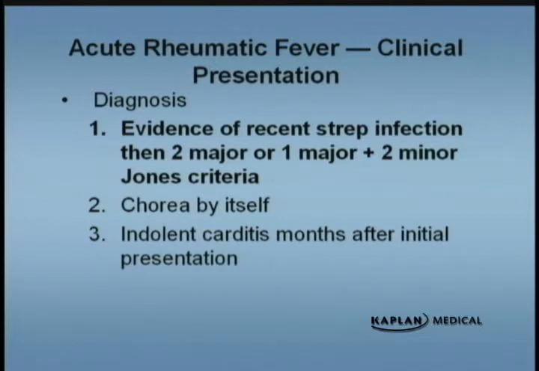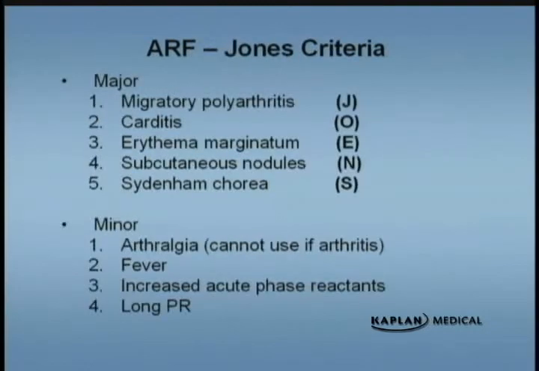If you have two major criteria, you have rheumatic fever. Or you can have one major criteria plus two minor criteria. And that's why you need to know the criteria so that you can be reading them during the stem of the question. Also, if the patient has chorea by itself, that is enough to make the diagnosis of rheumatic fever. Or if you've had carditis for several months after an initial presentation, that is also it. But for the test, you really ought to just know your Jones criteria.